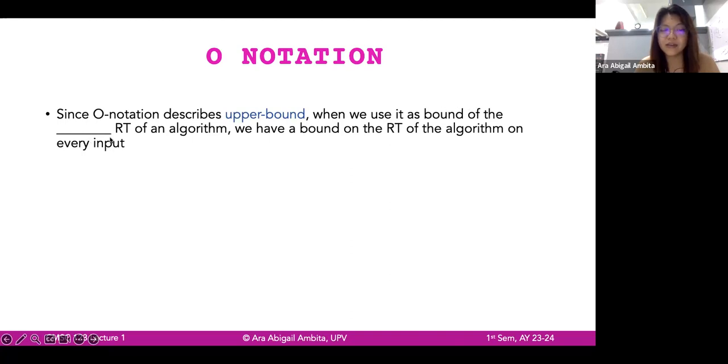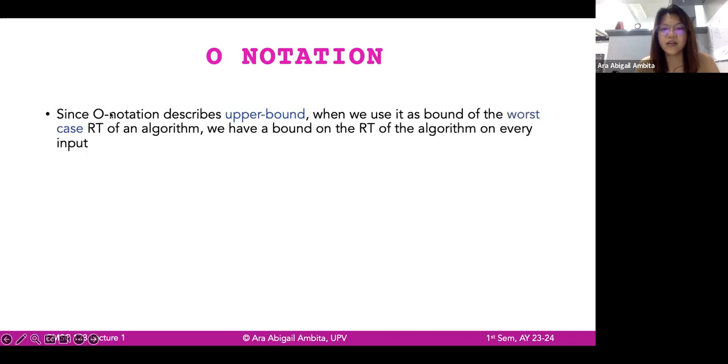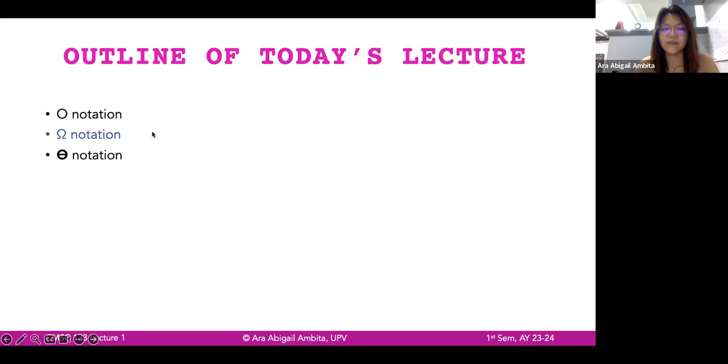Okay, so since the O notation describes the upper bound, when we use it as a bound of the blank running time of the algorithm, we have a bound on the running time of the algorithm on every input. So what is the answer on the blank? It describes the upper bound when we use it as a bound of the what? Of the worst case running time of a certain algorithm.